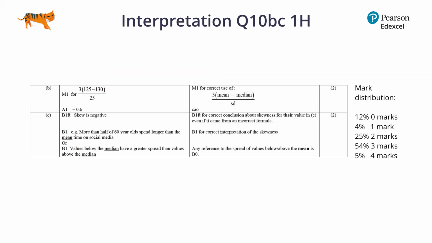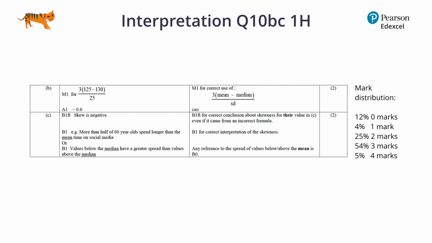From the mark scheme, the first mark was awarded for the correct calculation and the second mark for the correct answer of minus 0.6. The majority gained full marks on this question. It was rare to see an incorrect value given.